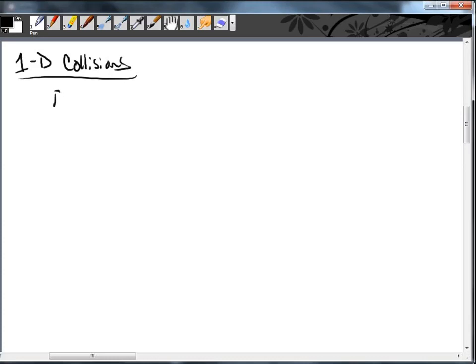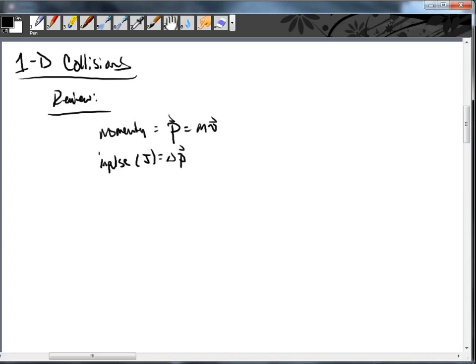So, quick review. The momentum, which is given by P, equals mass times velocity. P equals mv. And our impulse, which is given by J, equals delta P, equals the integral of our net force times our time.